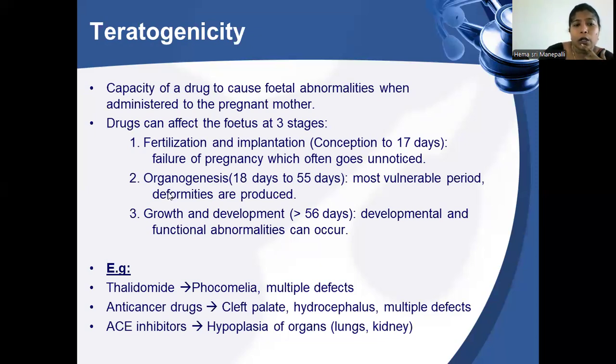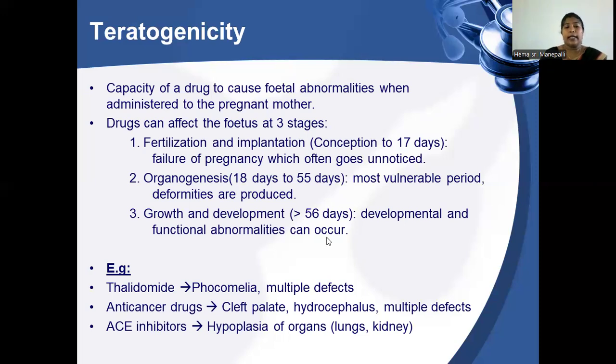Okay, and organogenesis. Second one is organogenesis. That one is 18 days to 55 days duration. So this stage is the most vulnerable period. Deformities are produced. Here the formation of deformities may be possible. And growth and development, it's greater than 56 days. So here developmental and functional abnormalities can occur. Here there may be developmental and functional abnormalities that appear or develop.